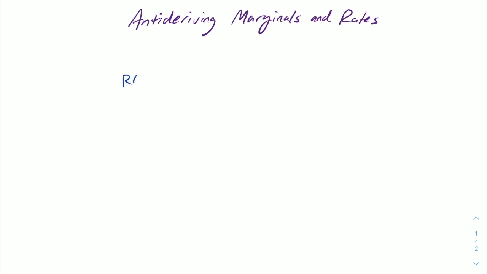Okay, so in this video we're going to talk about antiderivatives of marginals and rates. If we have a marginal and we want to go to a total, we take an antiderivative. Let me illustrate this. If we take a derivative of a revenue function, for example, a total revenue, we'll get marginal revenue. If we want to go from marginal revenue back to total revenue, we integrate the marginal revenue.